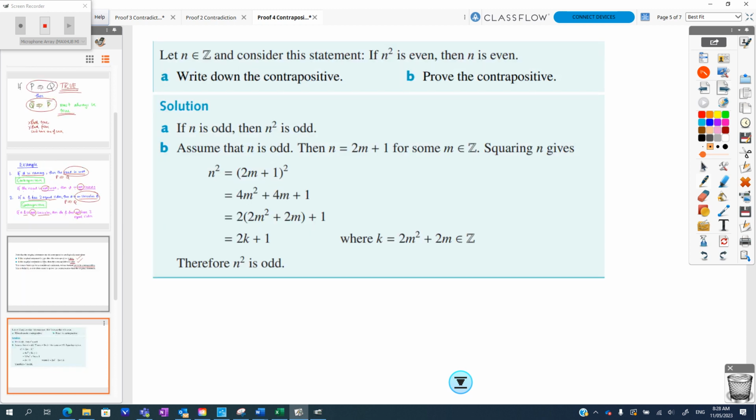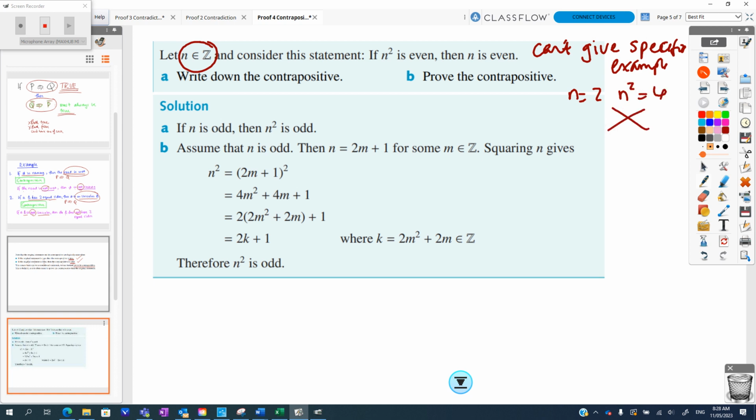I've written this straight out of the textbook. Let n be an element of whole numbers. If n squared is even, then n is even. Again, we've talked about this before, you can't just give specific examples. You can't say, oh, n is 2, n squared is 4, therefore true. That is not a proof.